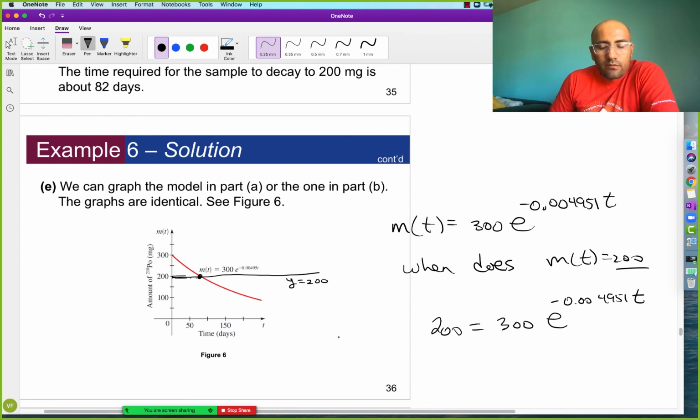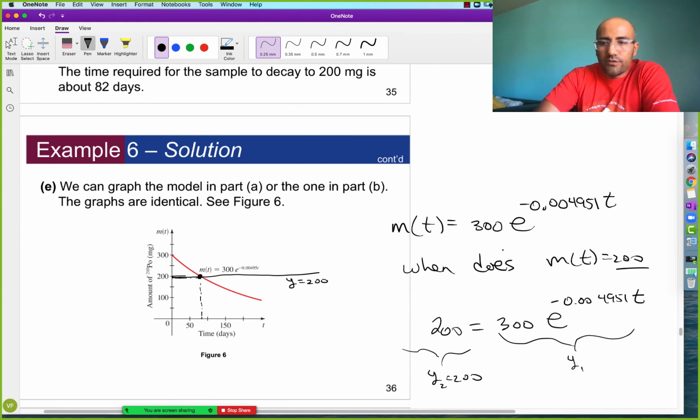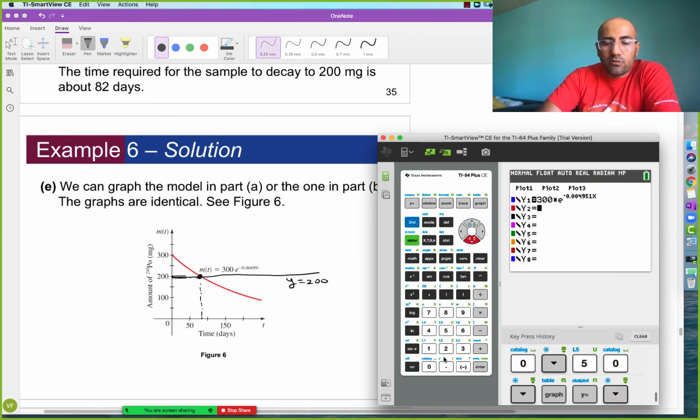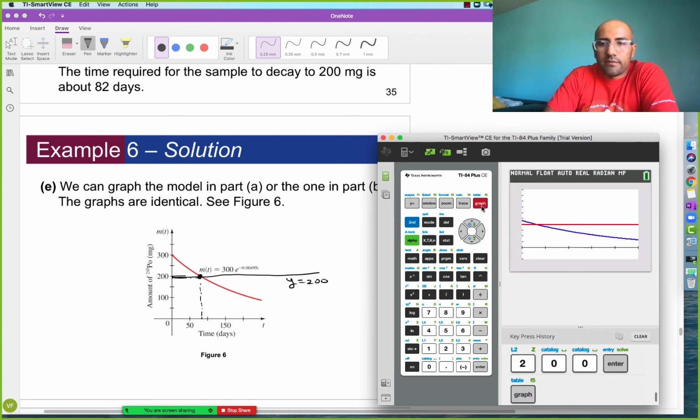So in our graphing calculator, we can just graph this line, y equals 200. We let this be y sub 2 equals 200. We already have this as y sub 1. And when we graph them, we look for the intersection, and the x coordinate, in this case the t coordinate, of our ordered pair where they intersect will be our answer. Good, let's do that real quick. Back over here, let's go back to y equals. I want to set this equal to 200. Graph, there it is. I want to find that intersection right there.